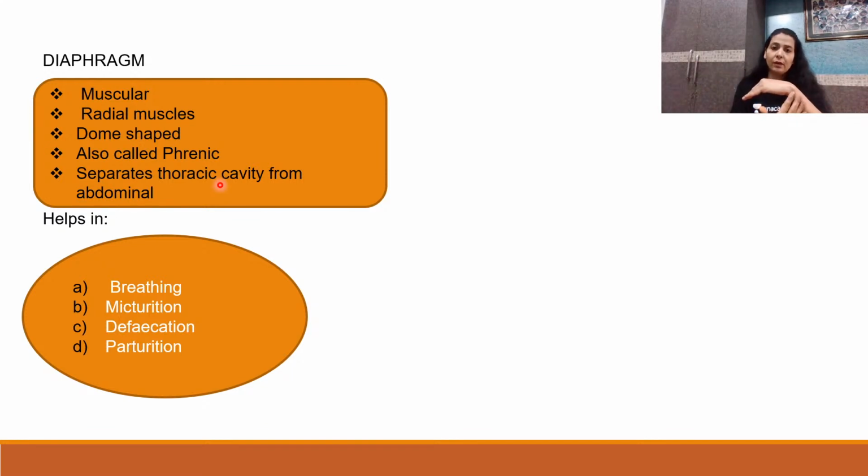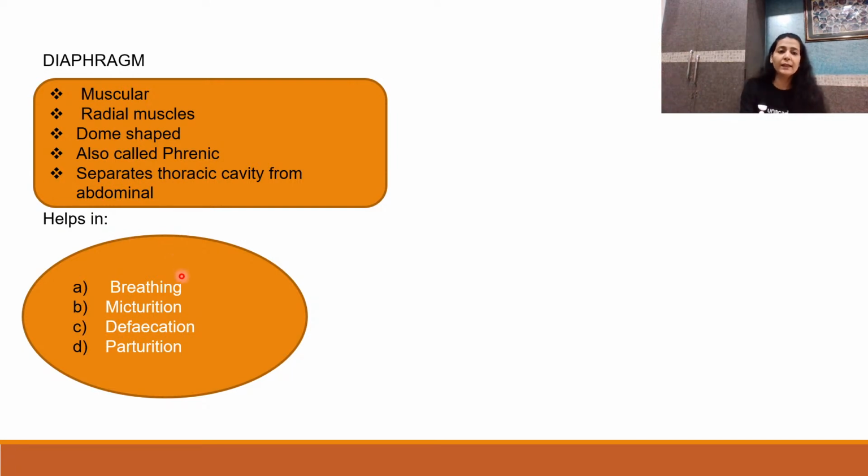Diaphragm is muscular, dome shape. What kind of muscles? Radial muscles. Radial muscles are skeletal muscles. Are they under your control? No. Though they are skeletal, they are involuntary. What is the other name of diaphragm? Phrenic. All right. Okay. What are the major functions of diaphragm?